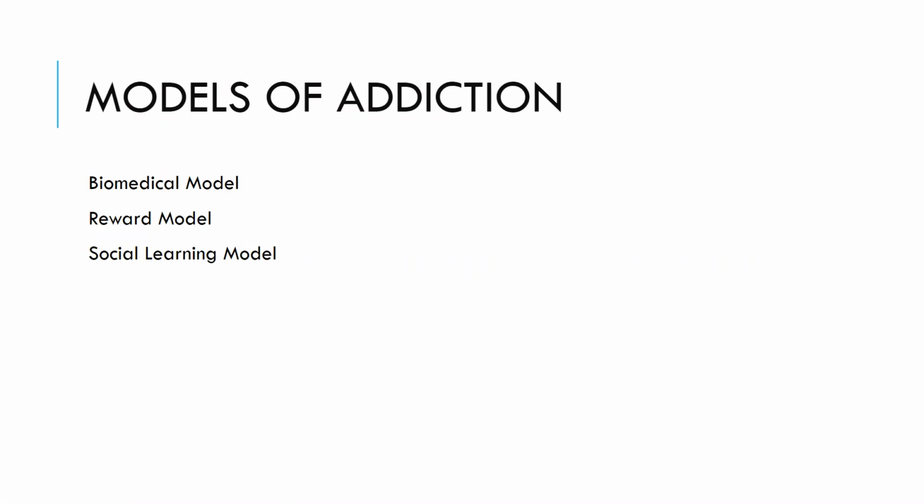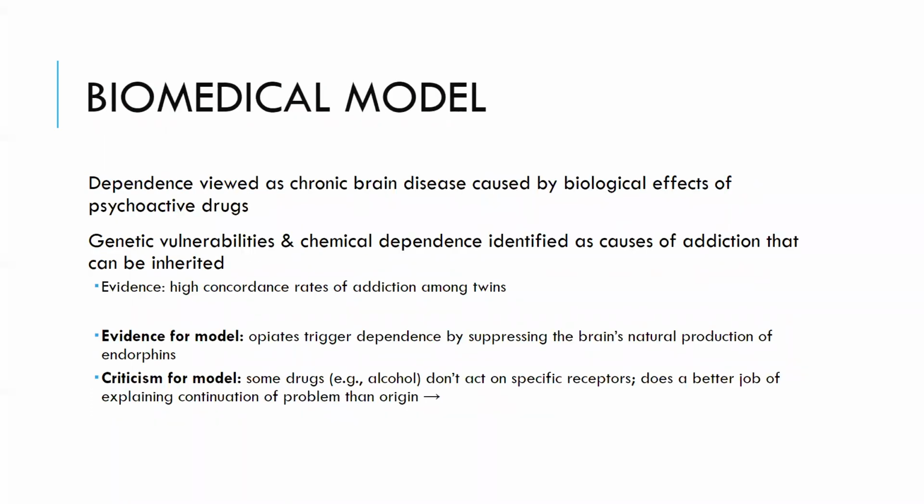There are several different models of addiction, so this is going to be the chunk of the lecture where we focus more on theory. So each of these models is an explanation of where addiction comes from. So up first, we have the biomedical model. Per this model, unsurprisingly, dependence is viewed as a chronic brain disease. So this is not something that can be fully treated, caused by the biological effects of psychoactive drugs.